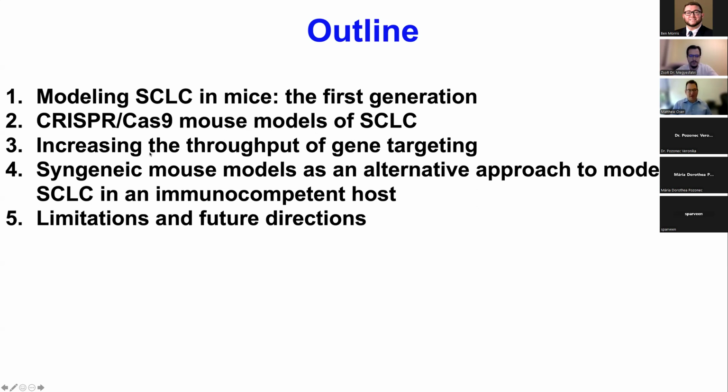And then we'll talk about increasing the throughput of these CRISPR-based models through screening, work that Julien Sage's lab has done. And then some alternative approaches we'll go through, such as syngeneic allografts or pre-SCLC models, as an alternative to doing these very rigorous autochthonous mouse models. And then I want to share some ideas about some limitations, but also where I see the future going here.